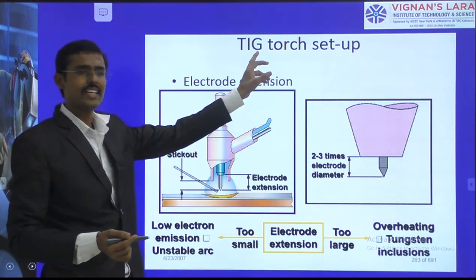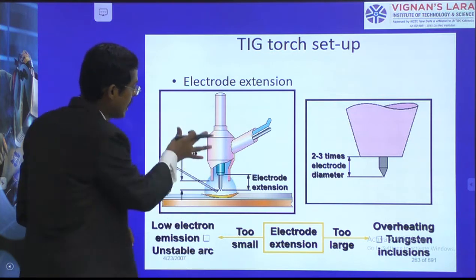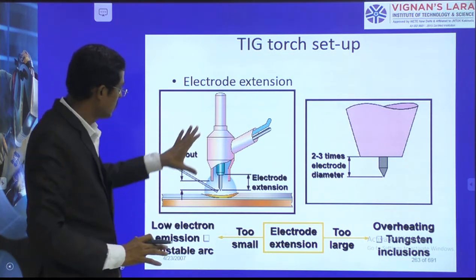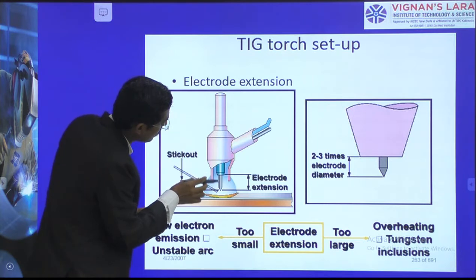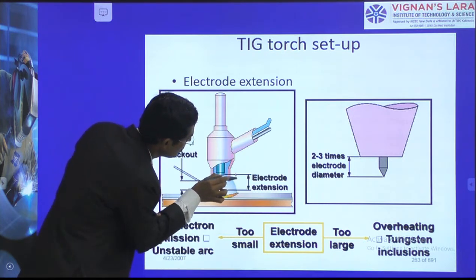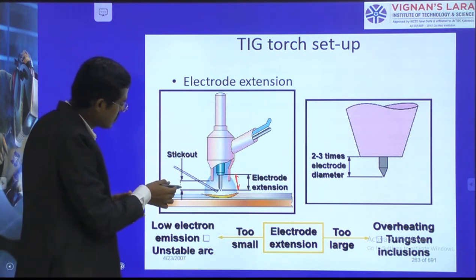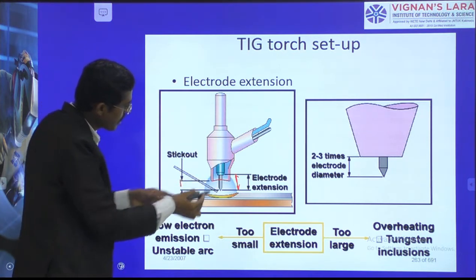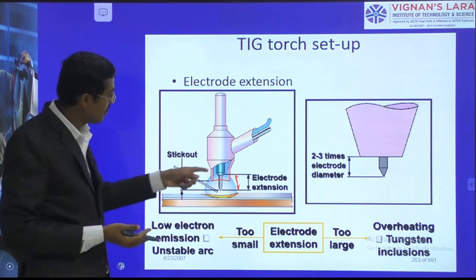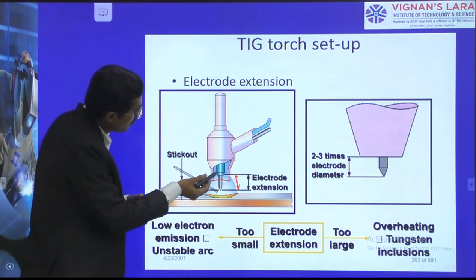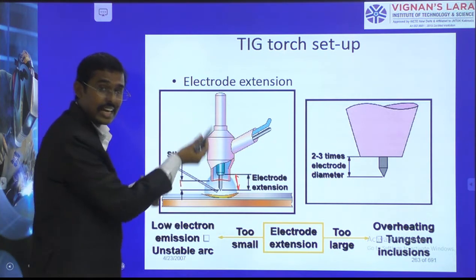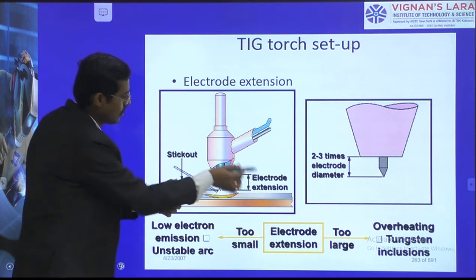So, the TIG torch setup. You see, this is a TIG torch, and we have the electrode extension. This zone is the electrode extension. How far it is, and this is the stick-out region coming out from the nozzle. But this is the electrode extension coming out from the electrode holder. So that is what the electrode extension is.